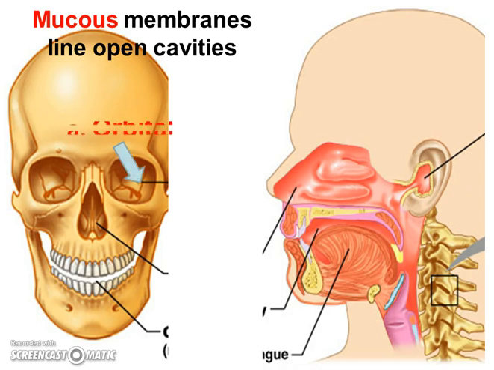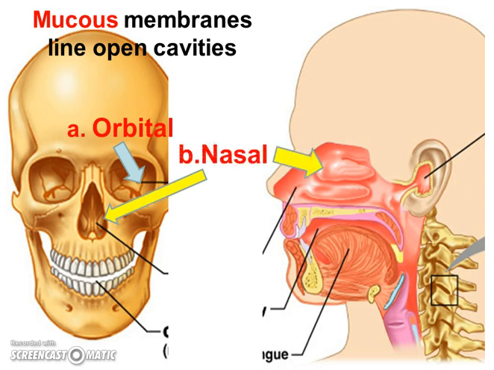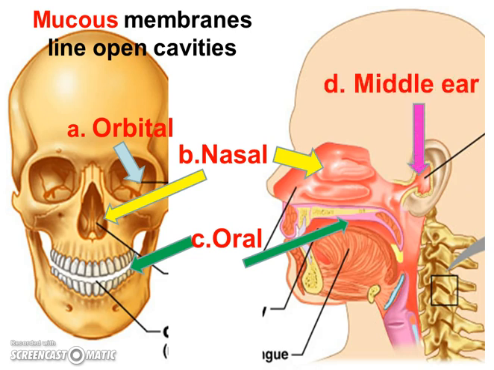So let's look at a few of these open cavities that are lined with mucous membranes. The eye is housed in the orbital cavities. The nasal cavity, of course, is the nose. It's lined with mucous membrane. The mouth cavity is known as the oral cavity, again, mucous membranes. And the ear, inside the middle ear, mucous membranes. These are just 4 open cavities associated with the skull.